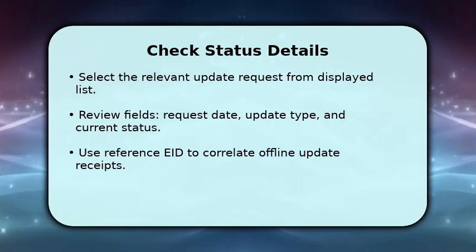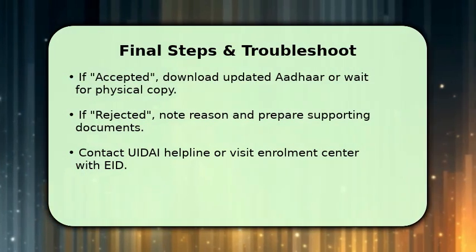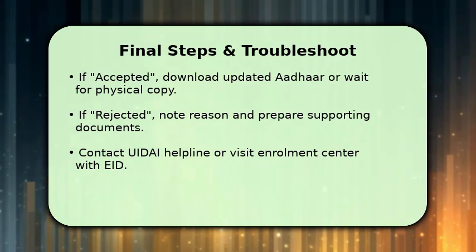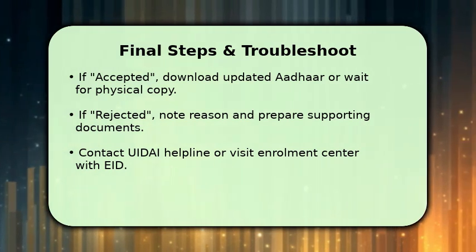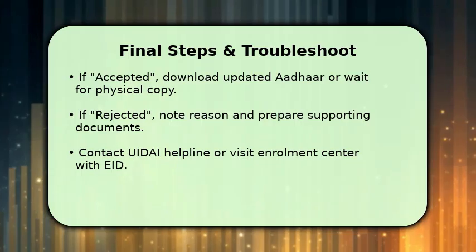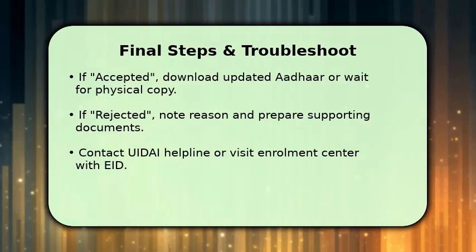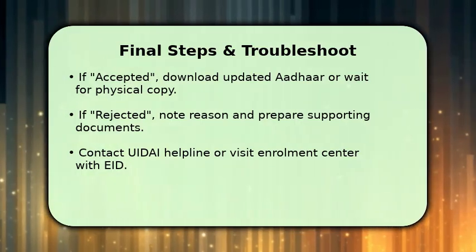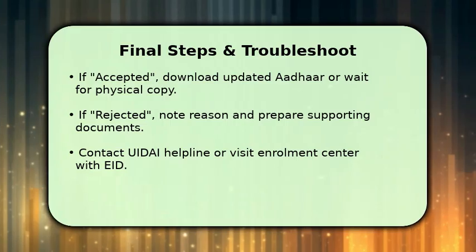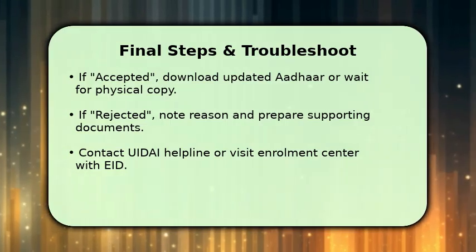When the status says accepted, you can download the updated e-Aadhaar immediately or wait for the mailed copy. Make sure to authenticate the PDF with your PIN. If it's rejected, read the rejection reason and gather corrected documents to resubmit. This is why you track the EID.